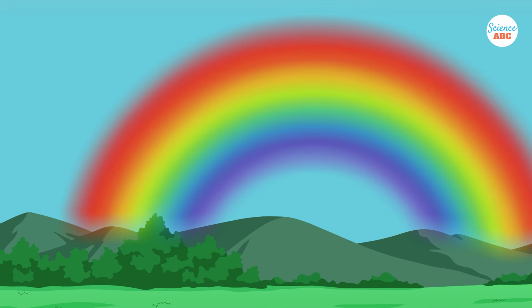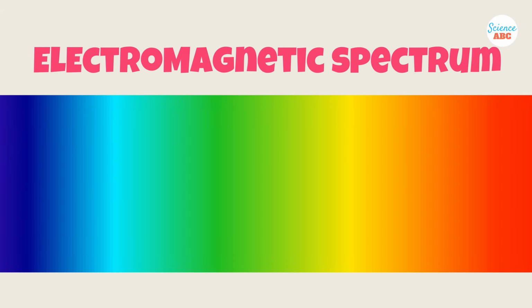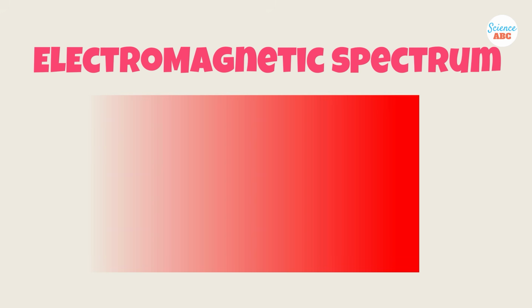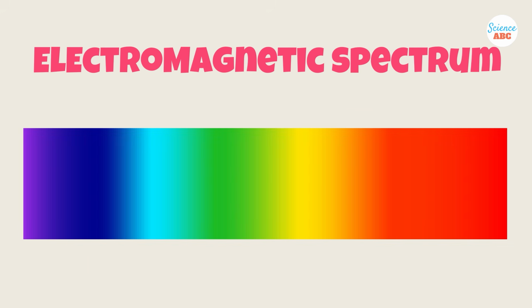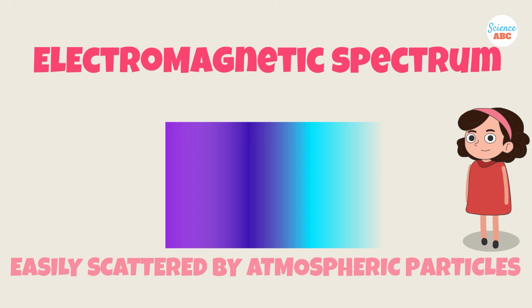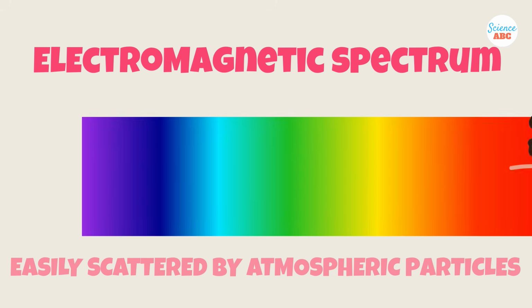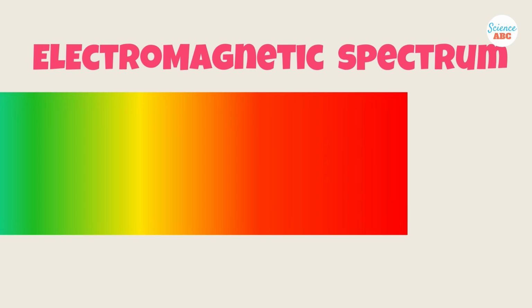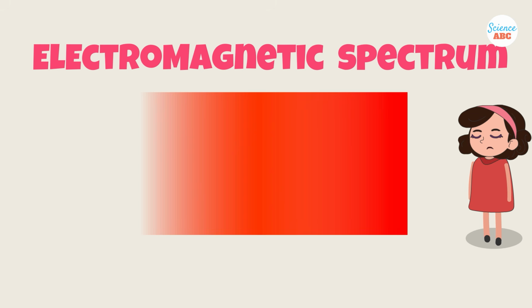In the same way, visible light is a type of electromagnetic radiation that encompasses all the colors of the rainbow. Each color is associated with a different wavelength, with violet having the shortest wavelength and red having the longest. The shorter wavelengths, such as violet and blue, are more readily scattered by particles in the atmosphere that are much smaller than the wavelengths of these colors. On the other hand, longer wavelengths, like orange and red, are not scattered as easily.